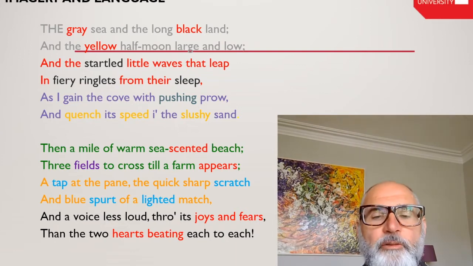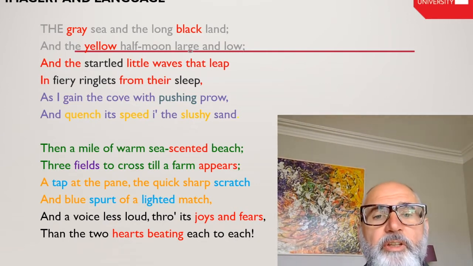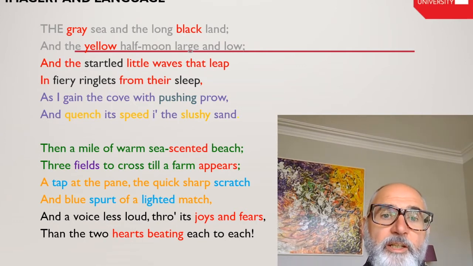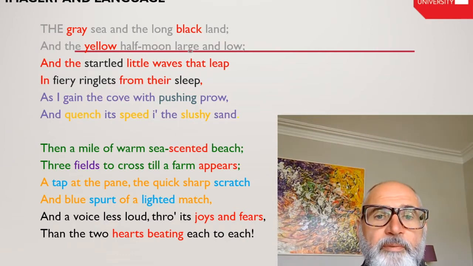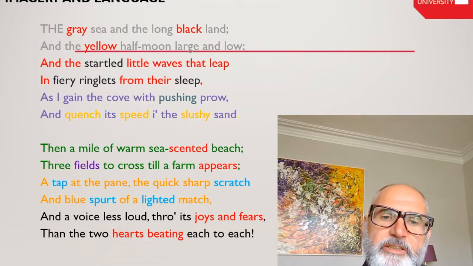Can we also say something about the language and imagery that he incorporates into it, and say something about how the structure is organised on an even more detailed level than just into two stanzas? And I think you can see from the colours and the highlighting that I've done here that it is. So those first two lines are characterised by the use of colours: grey, black, yellow. The middle couplet in the first stanza is all about adjectives and adverbs and about active language and imagery: startled, fiery. And then the third one, we have alliteration and we have sibilance, with a pushing prow and its speed, slushy sand.